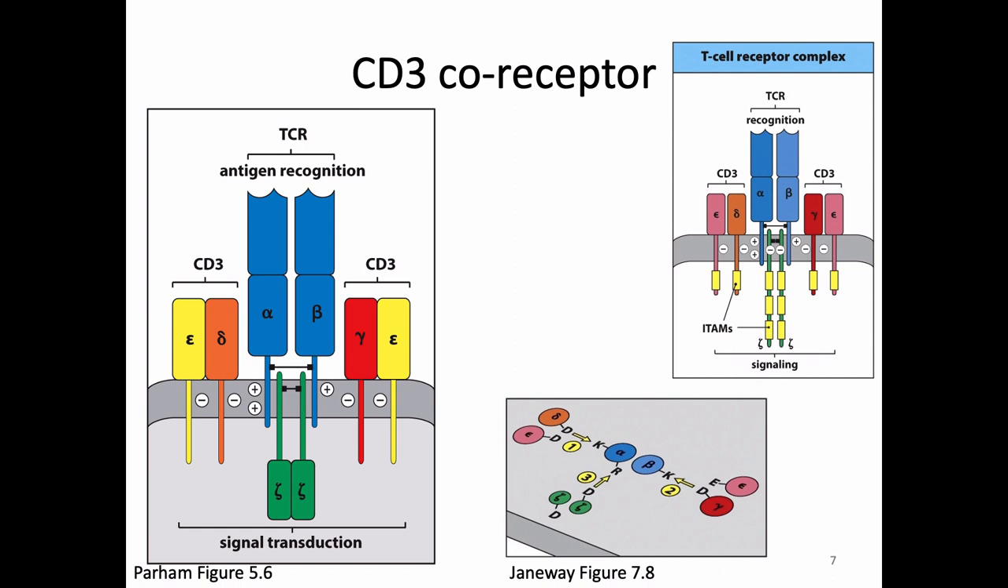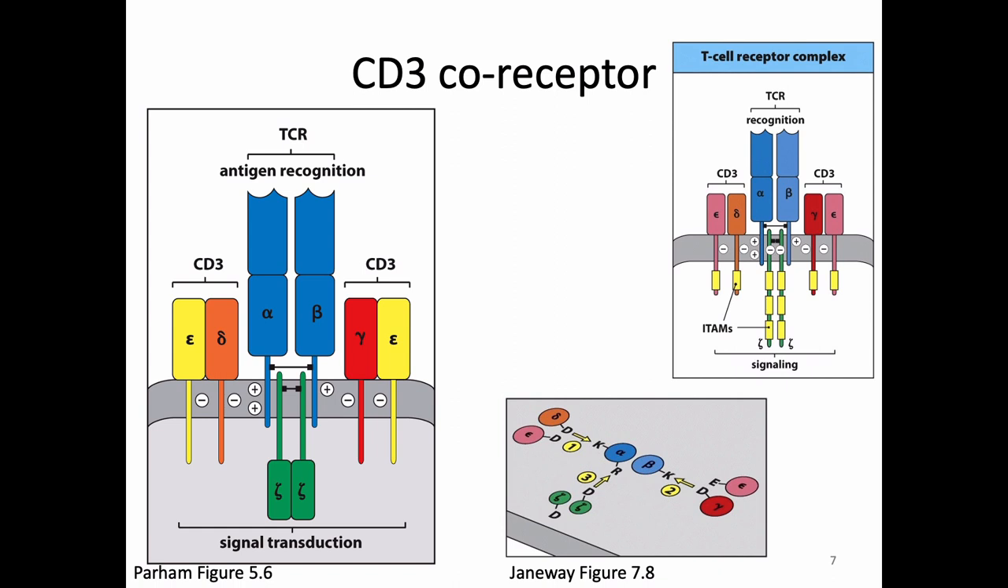And the CD3 set of proteins is so important for T cell biology. You can't have a T cell without CD3. The T cell receptor doesn't work without CD3. And when I want to look at a cell by flow cytometry and tell if it's a T cell or not, I just look to see whether or not it has CD3 on it. That's actually how we mark T cells in most situations. And so CD3 is a big part of the co-receptor.